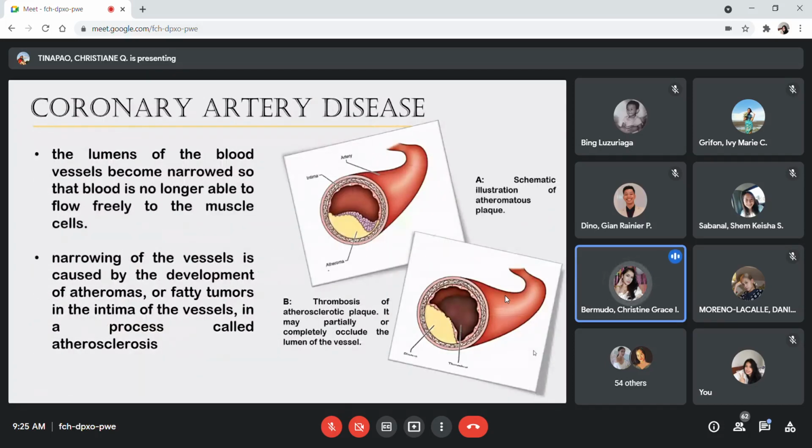So now we will be defining coronary artery disease. The lumens of the blood arteries narrow in coronary artery disease, preventing the blood from flowing easily to the muscle cells. The growth of atheromas, or fatty tumors, in the intima of the vessels causes the narrowing of the vessels, which is known as atherosclerosis.